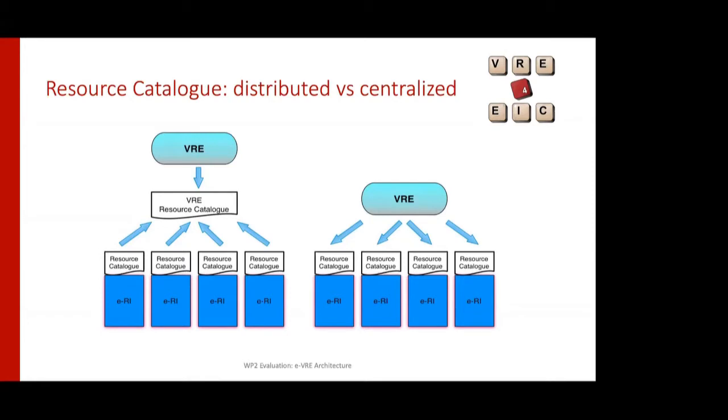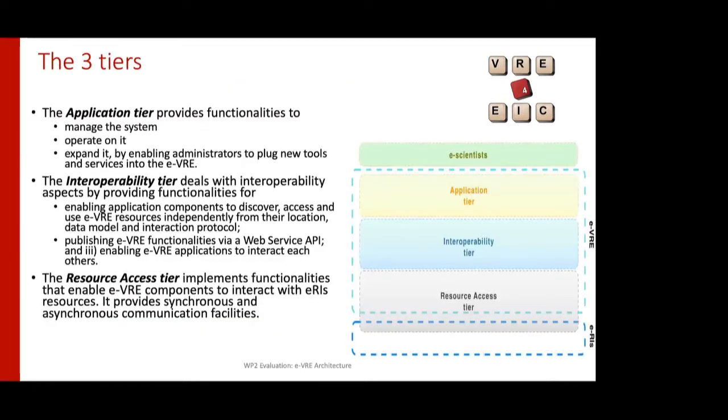Before I explain the details, I would just say that this discussion led the development team to classify the possible components the VIE can offer into three different tiers. These tiers are basically the things sitting between the scientists, whom we call e-scientists, and the research infrastructure. At the moment, we only refer to the digital part of the research infrastructures, which, to make it different, we call DRIs.